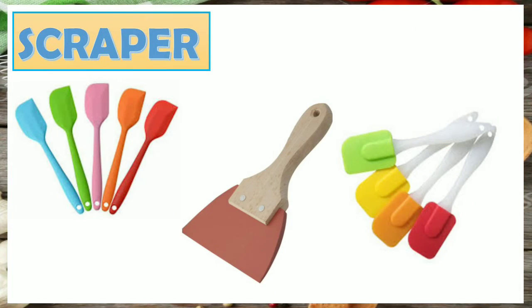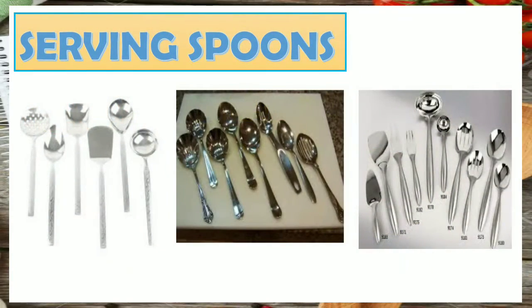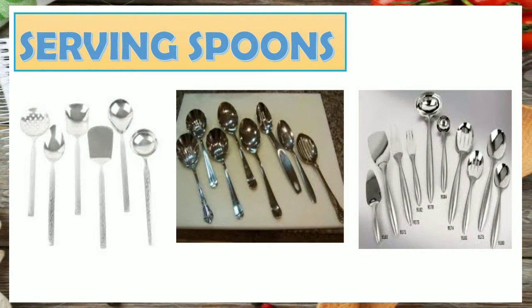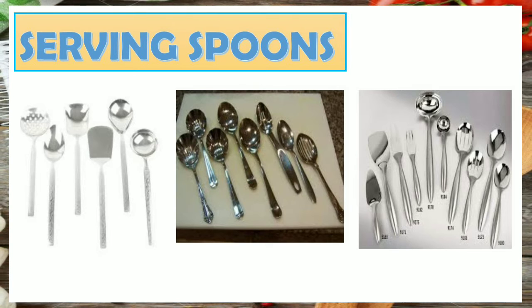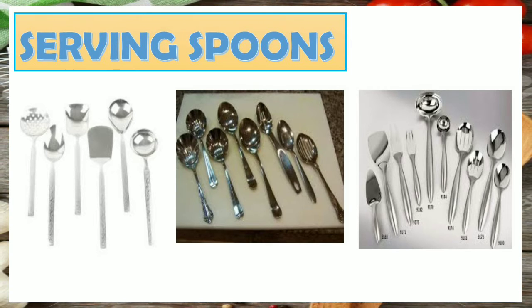This one, are you familiar with this? These are scrapers, a rubber scraper. A rubber scraper may be made of rubber or silicone and is used for blending or scraping food from the bowl. Okay, next, these are serving spoons. We use serving spoons for preparing or serving food. Okay, do you have this at home?